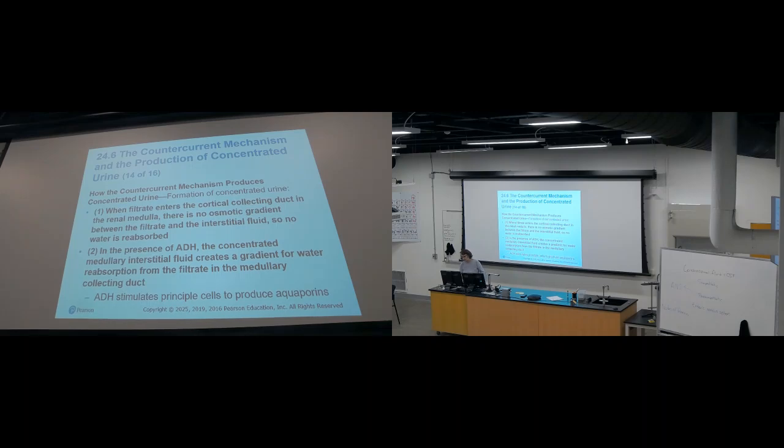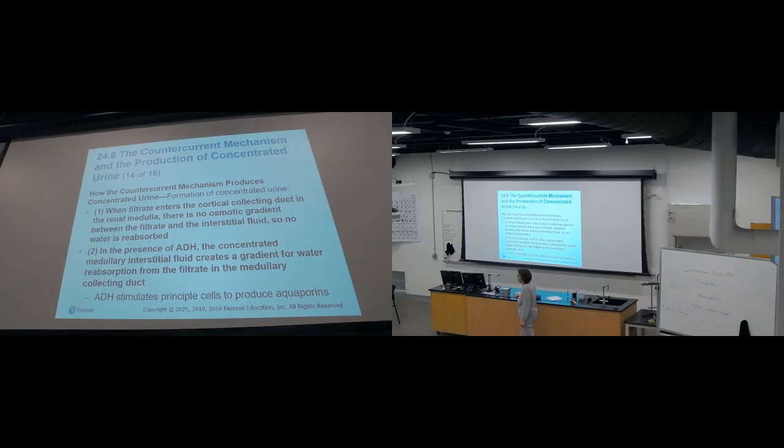So last time we were considering how we concentrate urine. And then we mentioned how the filtrate, or the tubular fluid, enters into the collecting duct, but it's still not concentrated. And this is because the space between the collecting duct in the renal medulla and the interstitial space doesn't have an osmotic gradient.